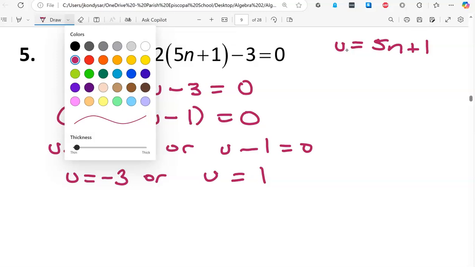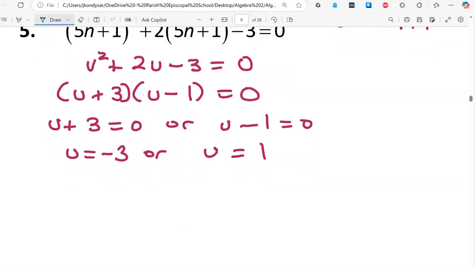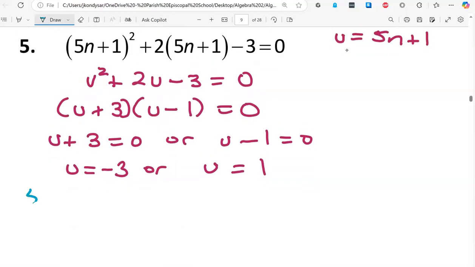Let's not forget to replace u with 5n plus 1. So 5n plus 1 is equal to -3, or 5n plus 1 is equal to 1.